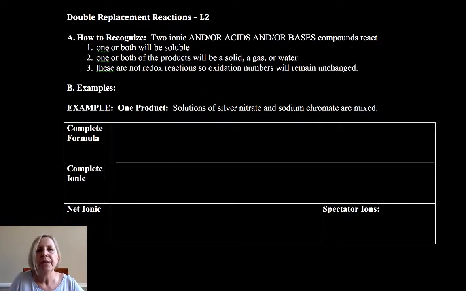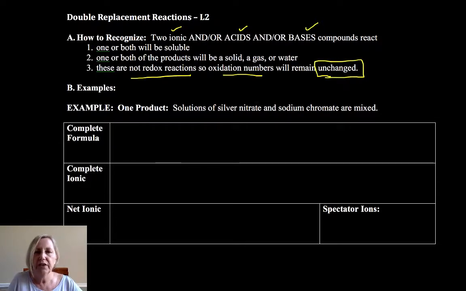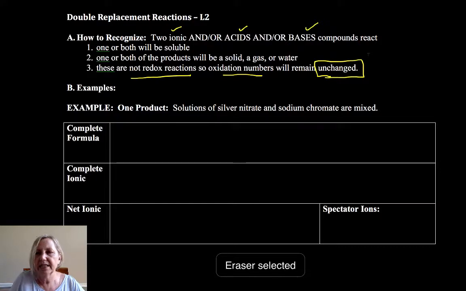Quick reminder, for double replacement to occur, we have two ionic compounds and/or acids and/or bases that are reacting. These are not redox reactions, so oxidation numbers will remain unchanged. There is no exchange of electrons. As reactants, one or both will be soluble, but you could actually end up with two insoluble products there.